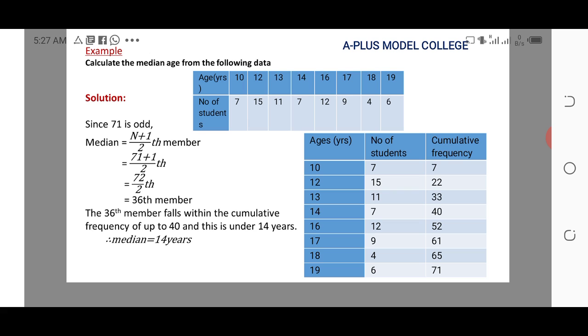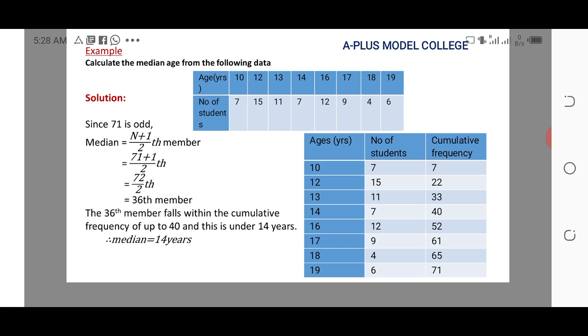Under the 13 mark, we have 11, 15, and 7. And those 3 added together give us 33. That's why you have 33. And that's how you got to the last one, which is 71. So 71 is the last number under the cumulative frequency table. And that, in fact, is the n. So our n is 71, which is odd.